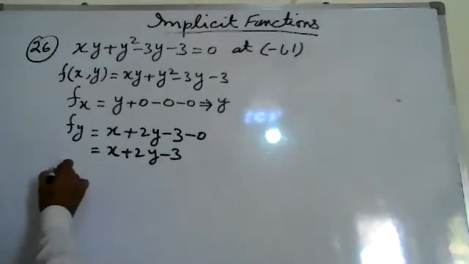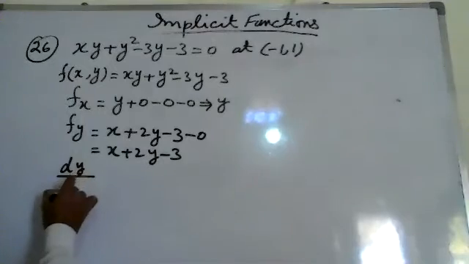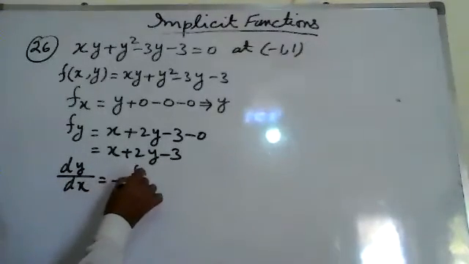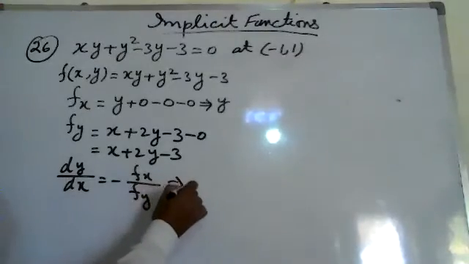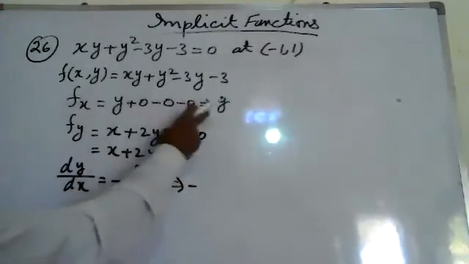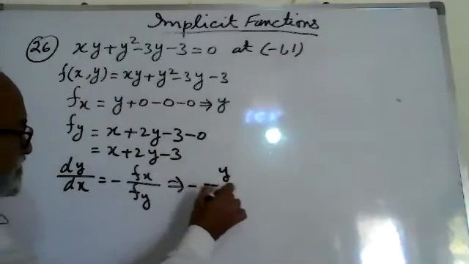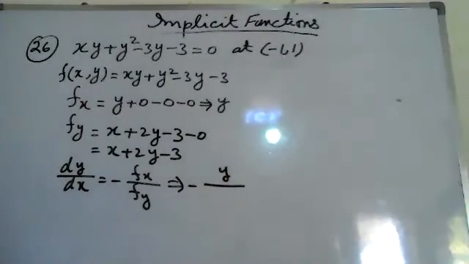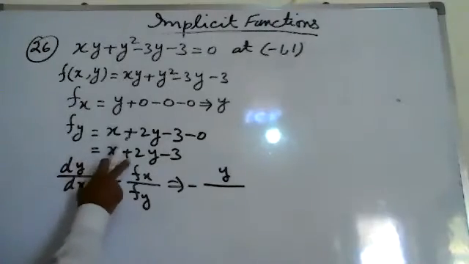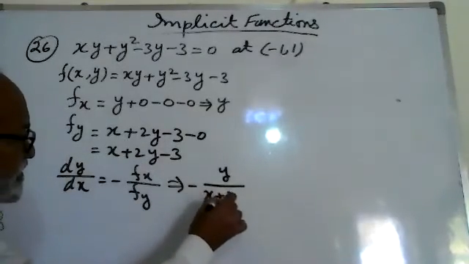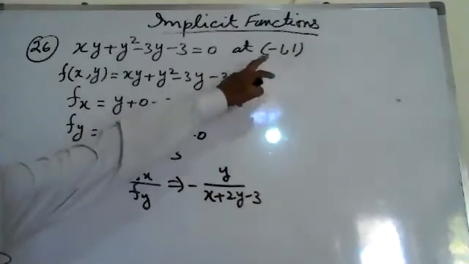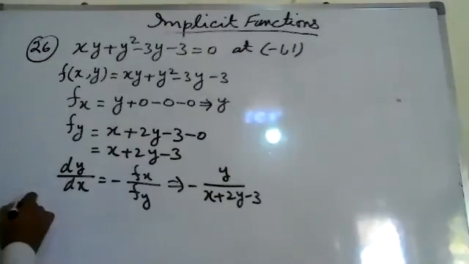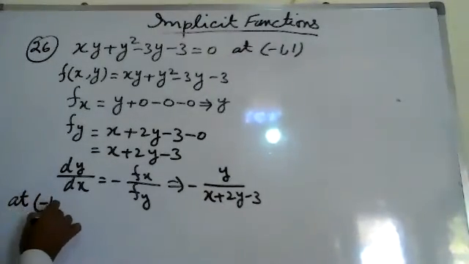Now dy upon dx is minus f of x upon f of y. It will become minus f of x was y only, upon f of y, x plus 2y minus 3. This is the answer of dy upon dx, but it is given to find it at minus 1 comma 1. So this value will be substituted at minus 1 comma 1.